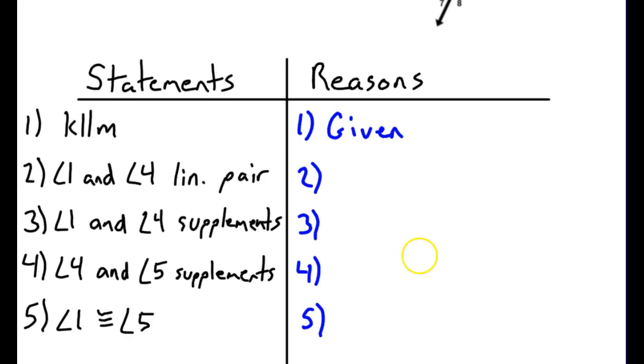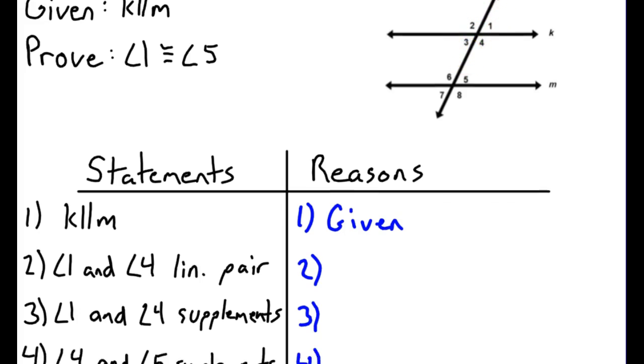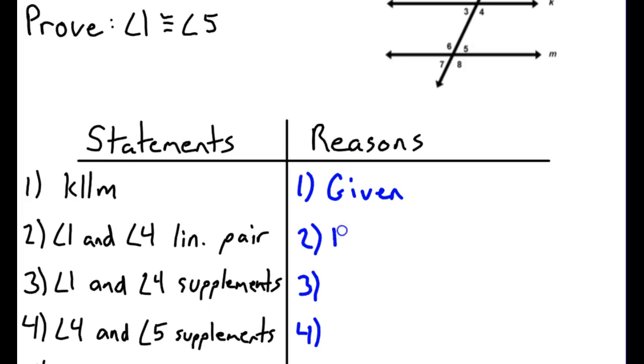From step 1 to step 2, I say angle 1 and angle 4 form a linear pair. Well, if we go back to the picture and look, angle 1 and angle 4 are two angles that are adjacent and form a straight line. So our reason for that is definition of a linear pair. If we look back at the definition of a linear pair, that is what angle 1 and angle 4 are, so they satisfy. That's our reason for that.